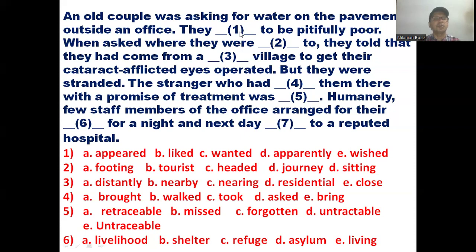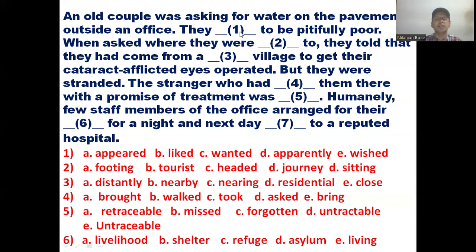Here comes the question. If I start right from the beginning: an old couple was asking for water on the pavement outside an office. This is the beginning sentence. So obviously from the first line, it is quite explicit that it is narrating a story. They dash to be pitifully poor. When asked where they were dash to, they told that they had come from dash village to get their cataract afflicted eyes operated. It's talking about the problems, cataract afflicted.